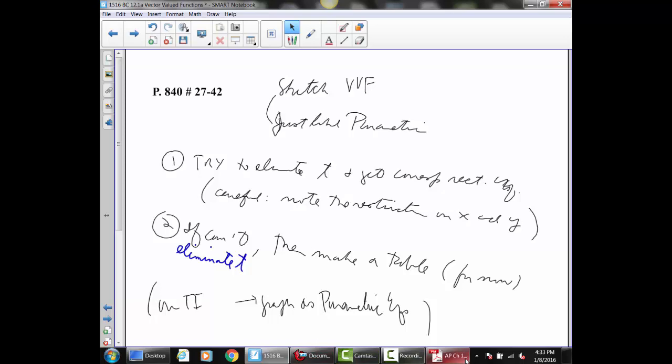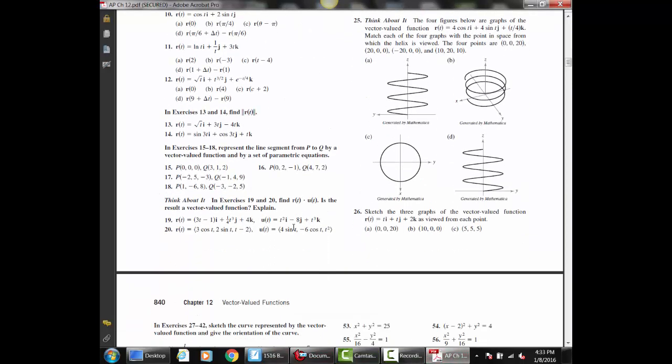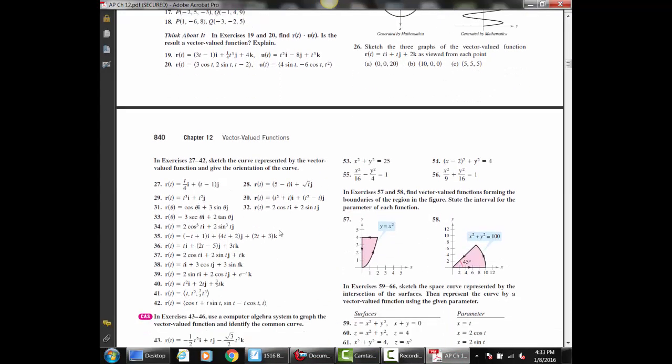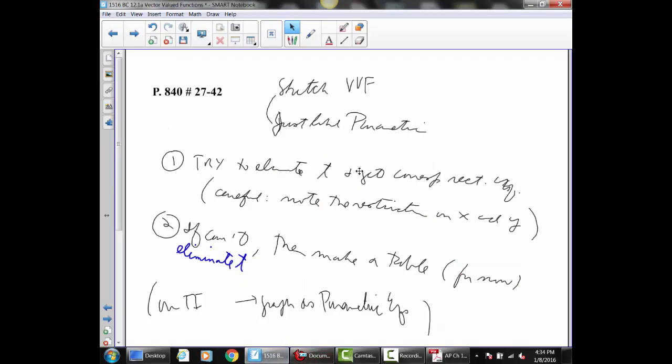Okay, in numbers 27 through 42, it says sketch the curve represented by the vector valued function and give the orientation of the curve. Basically, this is the same as parametric. For example, for number 27, you can just look at this as the set of parametric equations, x equals t over 4 and y equals t minus 1. So try to eliminate the t and get a corresponding rectangular equation. Note the restrictions.